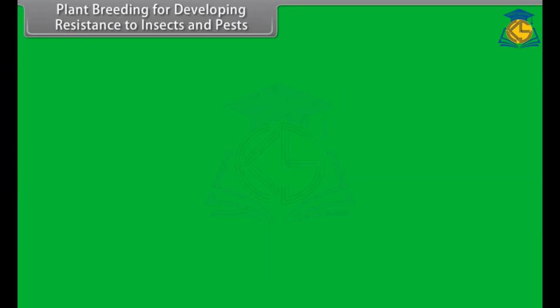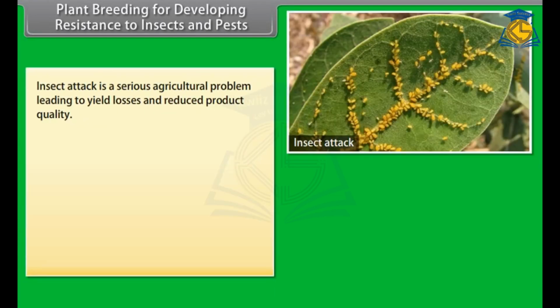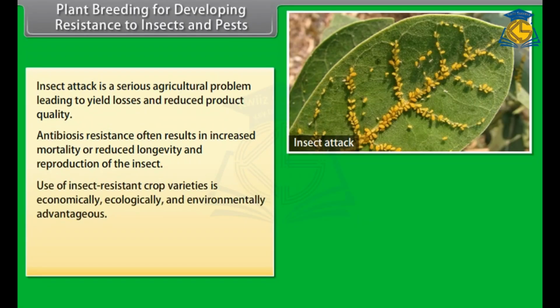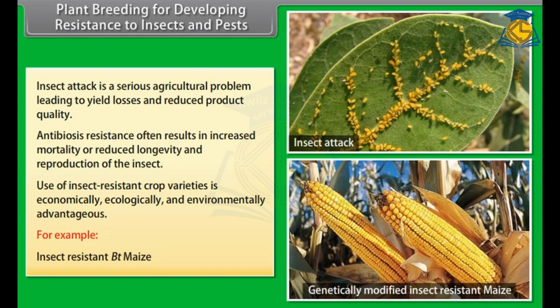Plant breeding for developing resistance to insects and pests. Insect attack is a serious agricultural problem leading to yield losses and reduced product quality. Antibiosis resistance often results in increased mortality or reduced longevity and reproduction of the insect. Use of insect-resistant crop varieties is economically, ecologically and environmentally advantageous. For example, insect-resistant Bt maize. Plant breeding for improved food quality.